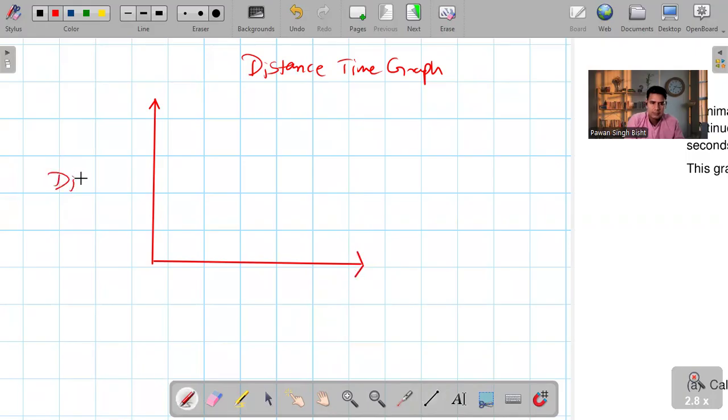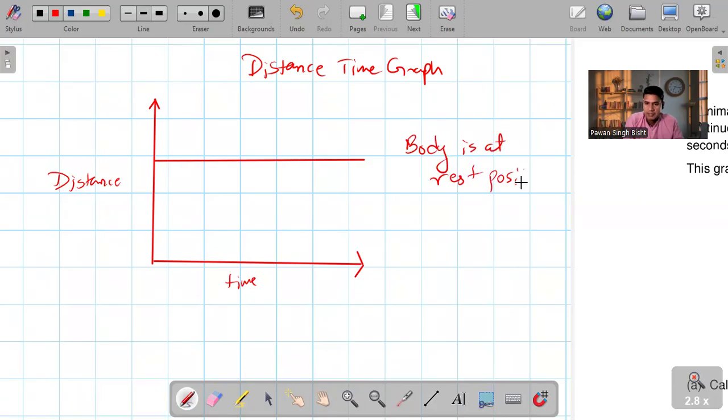Yeah, this is distance and this is time. Okay. So if your graph is like this, what does it mean? It means that the time is passing, but the distance remains constant. So when time is passing and distance remains constant, it means the body is at rest position, because the time is passing, but the distance is same.